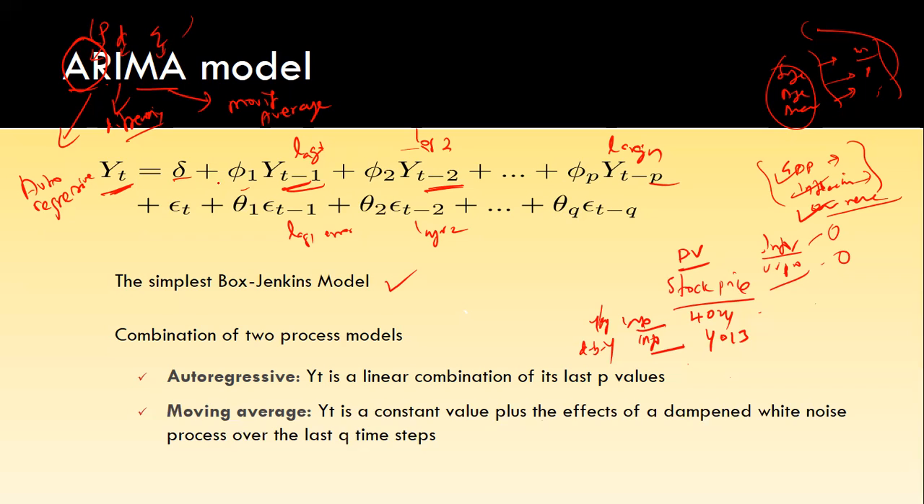What is E? Yesterday, what is the error? What is the actual value minus the forecasted value, and what is the difference? The lag one error, lag two error, and so on. So with the combination of these two, we'll be able to get the forecasted value for any given time. So that is what your ARIMA model is.